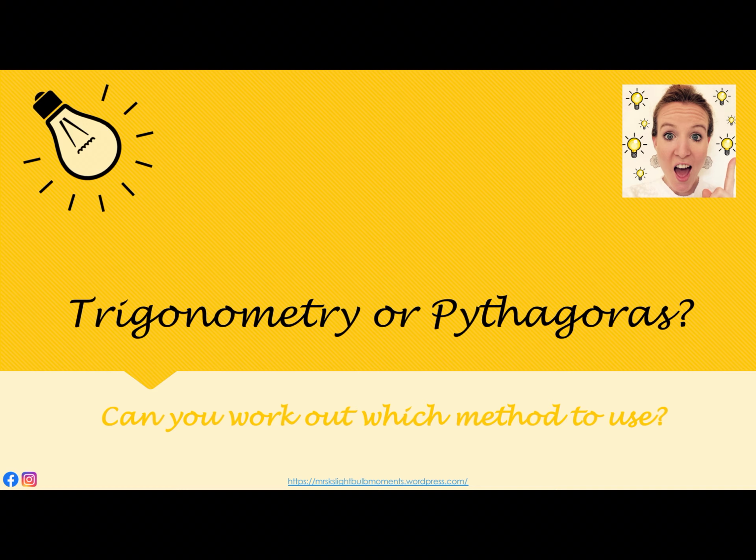So on first glance, what information do we have? Is it Pythagoras? Is it trigonometry? Things to look out for. Pythagoras involves all three sides. So either you know 2 and you're finding 1, or you know 3 and you're working out whether it's a right angle. Trigonometry involves angles and sides, but it still has to be a right angle triangle. Okay, let's have a go.